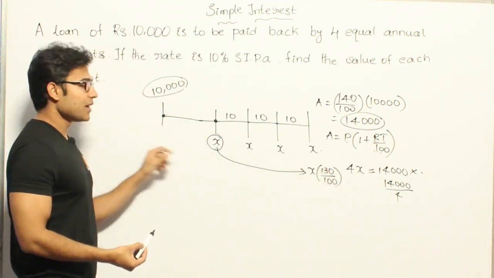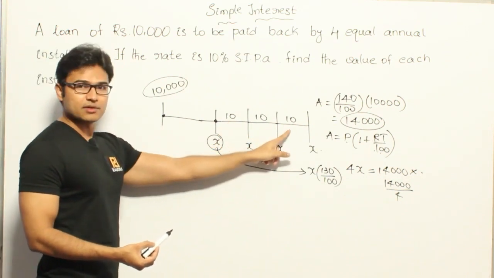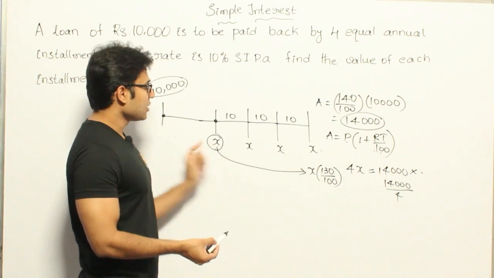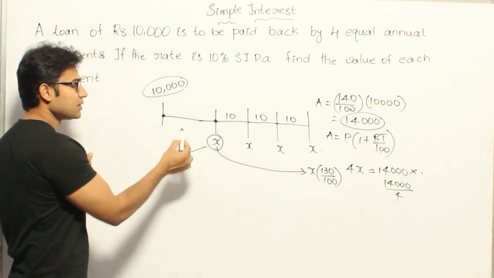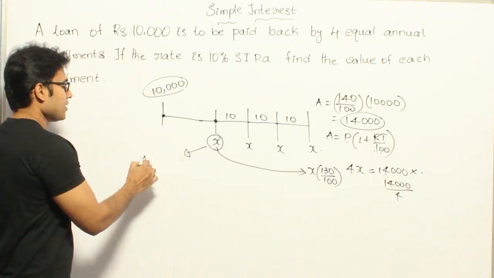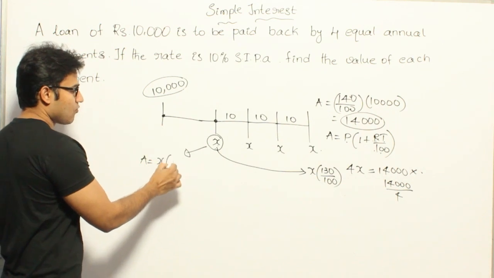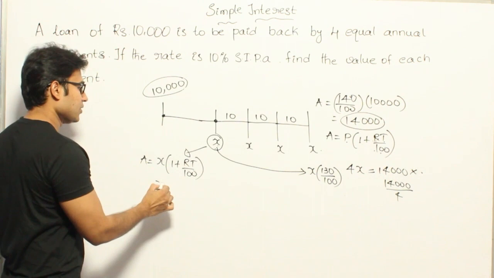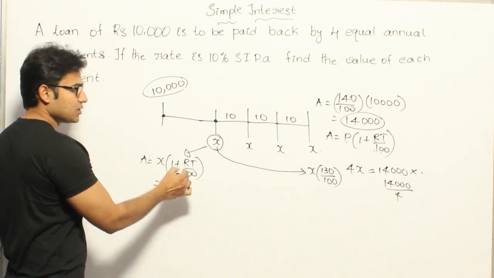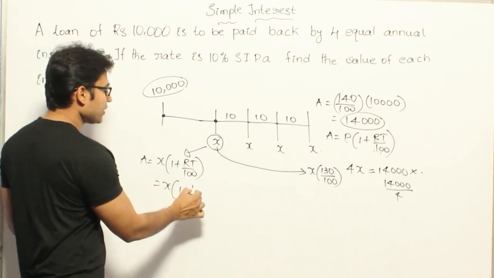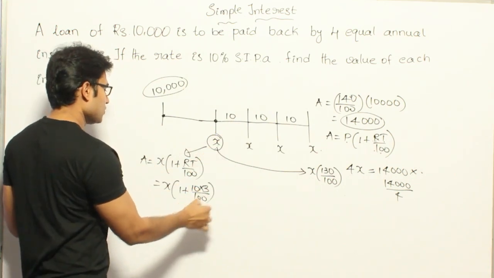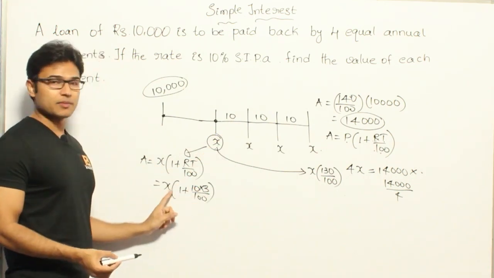Got it? So why? Because it is going to grow by 30%. Therefore it will become 130% of the initial value. Or you could also apply the simple interest formula. What is the simple interest formula? Amount A equal to principal into 1 plus RT by 100, right? So that equals X into 1 plus, what is RT? R is 10 and number of years is 3, by 100. So it is 130 by 100, x into 130 by 100.